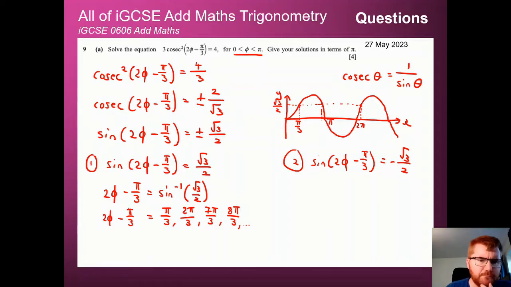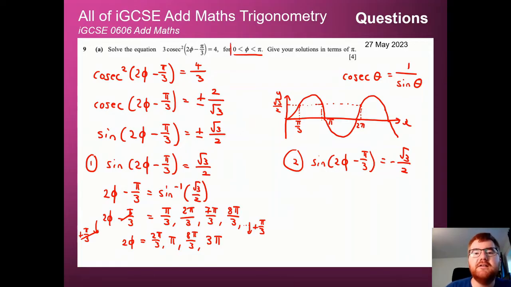So what we're going to do here is get phi on its own. First of all, we're going to add pi over 3 on both sides. So that cancels, leaving us 2phi. Just adding pi over 3 to each of these: 2 pi over 3, pi, 8 pi over 3, 3 pi. And now we divide by 2.